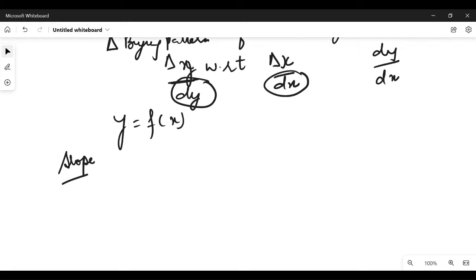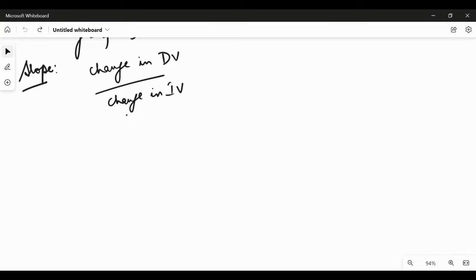Now, before proceeding further, let me explain the concept of slope, because that is very important if we have to understand the concept of differentiation or derivative. So what is slope? Slope is just a change in dependent variable due to change in independent variable. So let me explain the concept of this slope with the help of a graph. Okay. So let's make a graph.